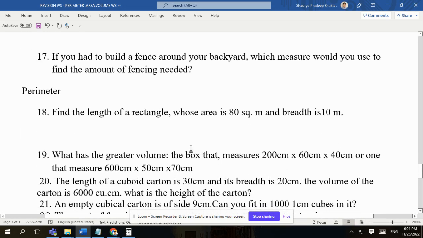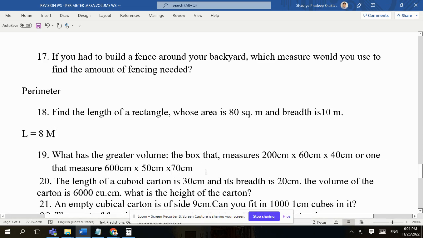Find the length of a rectangle whose area is this and breadth is this. Very simple problem. The area is 80, the breadth is 10. So 80 divided by 10 is 8. The answer is L equal to 8 meters, right?